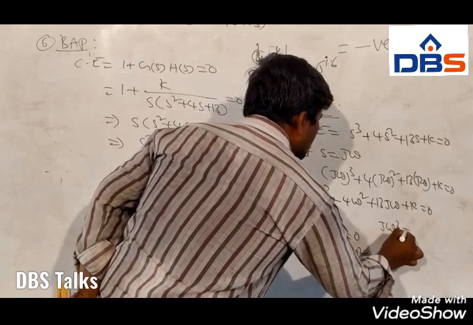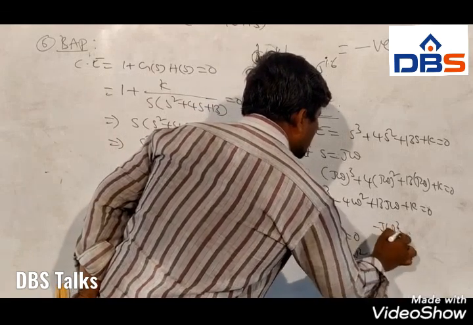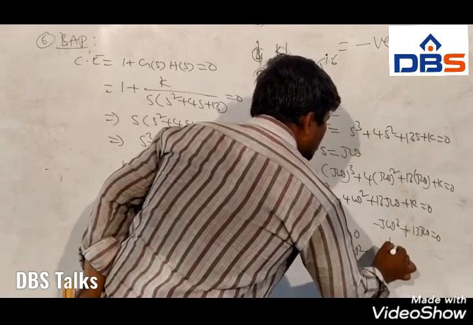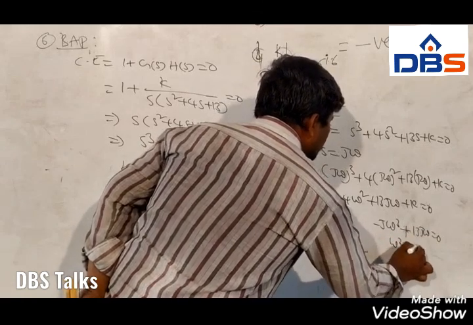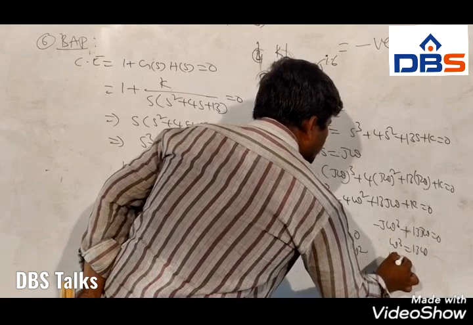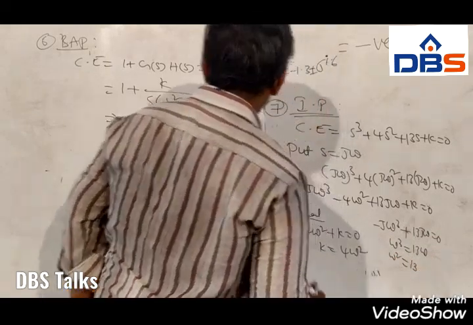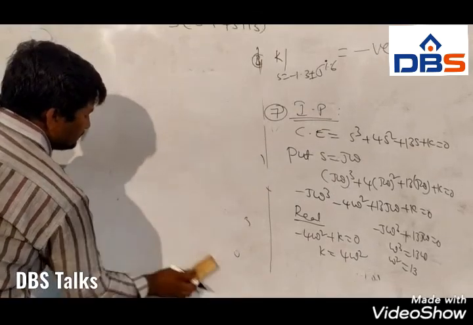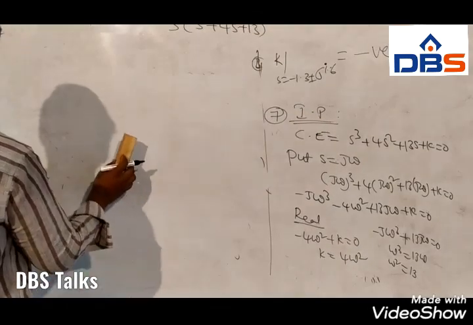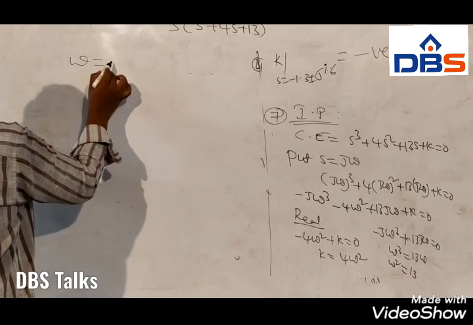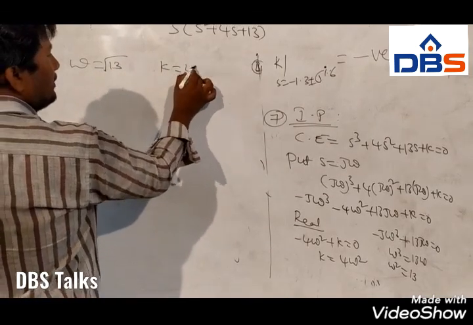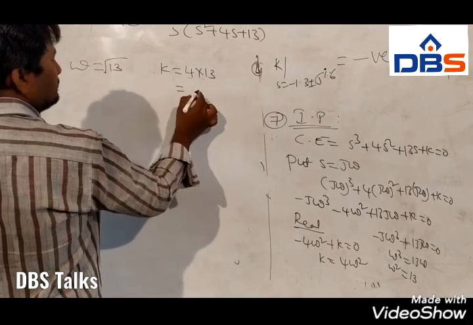For the imaginary part: minus j omega cube plus 13 j omega equal to 0. That is omega square is equal to 13. Therefore omega equal to root 13. So the omega value is root 13. Now the k value is equal to 4 omega square, 4 into 13.